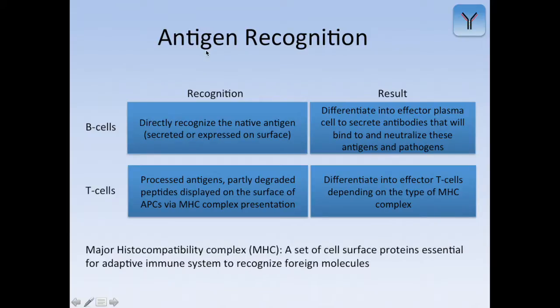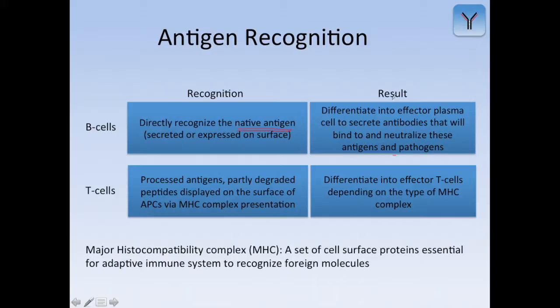Therefore we need to talk about a few things: antigen recognition. For the B cells, recognition is direct. It directly recognizes the native antigen. This is very, very key. The B cells detect the native antigen, for example the pathogen or the protein itself that comes off of it. Again, this will be secreted or expressed on the surface. As a result, the B cell will differentiate into effector plasma cells to secrete antibodies that will bind to and neutralize these antigens and pathogens.